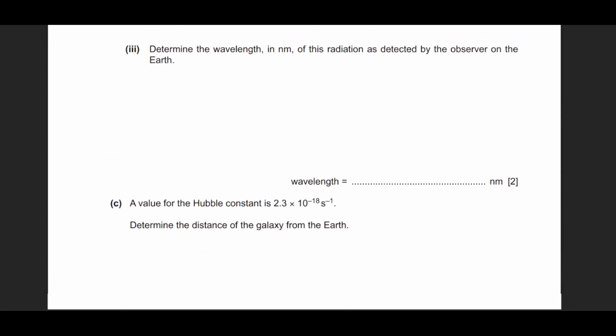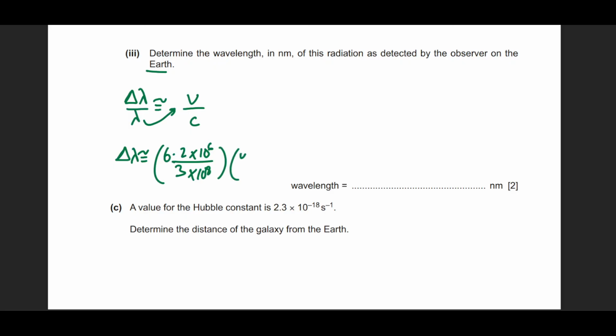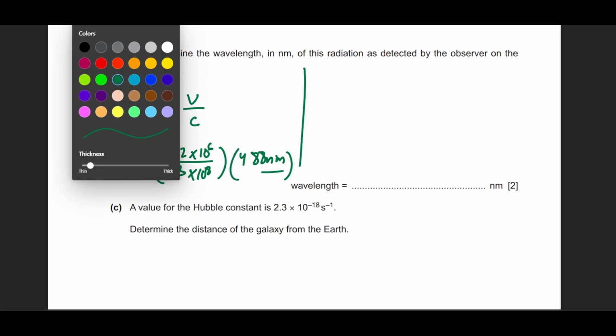Okay. Next part is determine the wavelength in nanometers of the radiation detected by the observer at Earth. Of course, the Doppler shift is expected from us. So the change in wavelength divided by the original wavelength is approximately equal to the velocity divided by c. So the change in lambda is approximately equal to 6.2 into 10 raised to power 6 divided by 3 into 10 raised to power 8, the speed of light, multiplied by 488 nanometers. No need to convert the nanometers because we are already going to get the answer in nanometers.